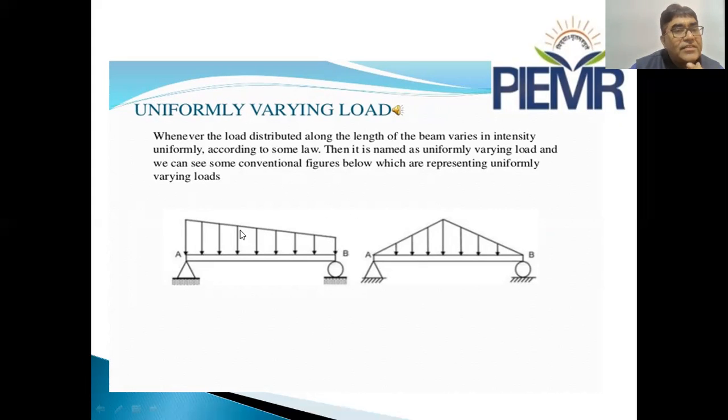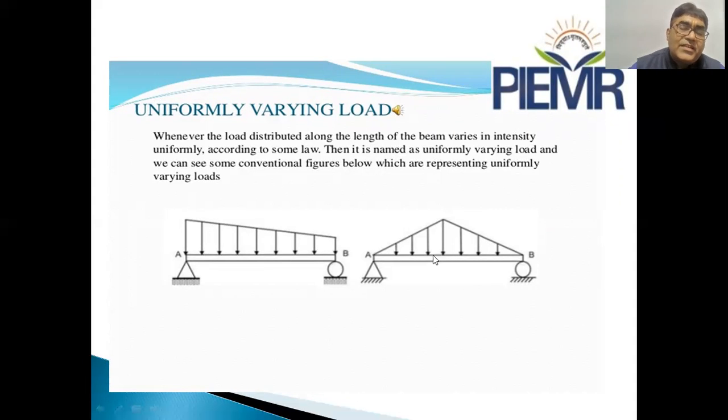Then we can say that overall it represents a uniformly varying load, which starts at 2 kilonewton per meter and keeps increasing at a uniform rate. Say there is some length between A and B, for example 5 meters. Going from B to A over 5 meters, the load is uniformly increasing from 2 kilonewton per meter to say 7 kilonewton per meter. It is termed a uniformly varying load because the load is varying at a uniform rate.